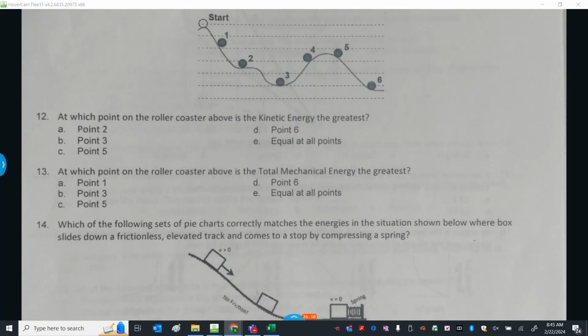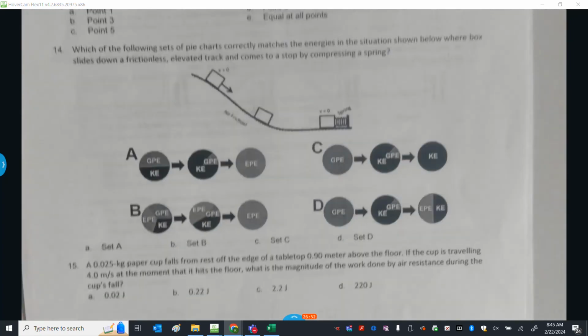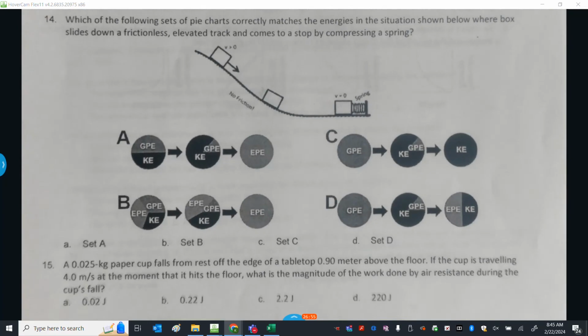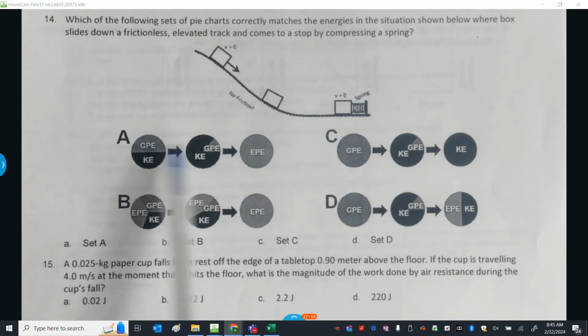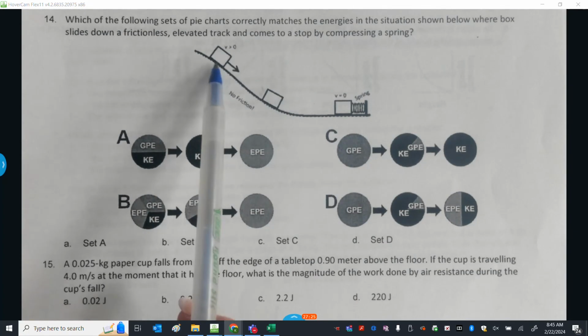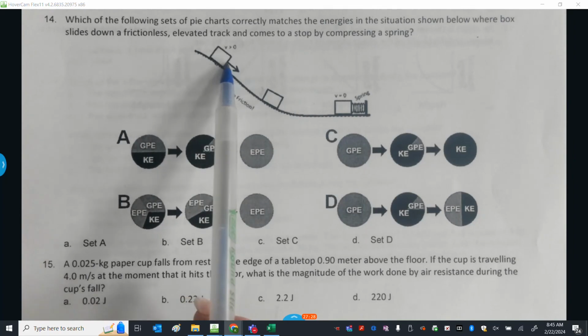All right, number 14, though, was one of the most missed questions. It's the second most missed question, which I was surprised by. So I'm assuming it's because maybe you didn't read it very carefully. But let's go ahead and take a look at it. It says, which of the following sets of pie charts correctly matches the energies in the situation shown below, where the box slides down a frictionless elevated track and comes to a stop by compressing a spring? So there are 3 different points shown here, and you're going to draw 3 different pie charts that correspond to them. Now first thing first, at the top right here, it shows a box that is moving.